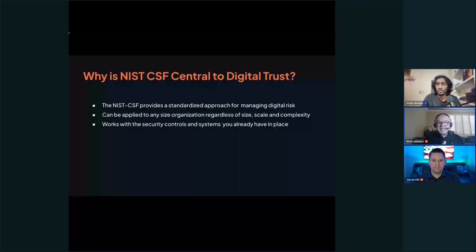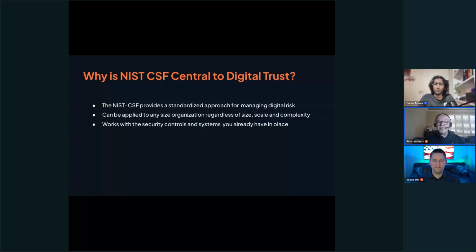Jacob mentioned this earlier, but I want to stress this, that the NIST framework was designed to be applied to any size organization, regardless of size, scale, or complexity. One of the biggest challenges that organizations face today is that the digital environment is a complex system. And it's becoming more and more complex every day as more and more devices are added to the infrastructure, which increases the threat landscape, the attack surface. And so, having a standardized approach where the 2-person company to the 200,000 person company can adopt and adapt the capabilities gives them the capabilities they need to deliver the outcomes that they're responsible for.